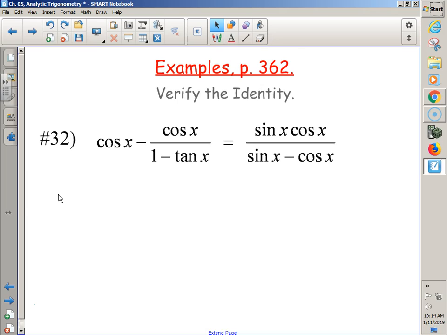Common denominator, both. So I see things I can do. Here I'm like, yeah, right? I can do stuff there. I don't know about there.